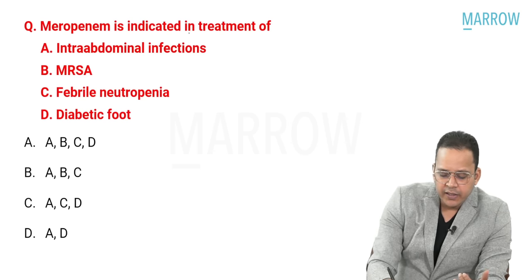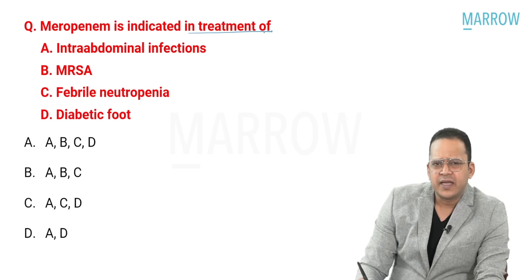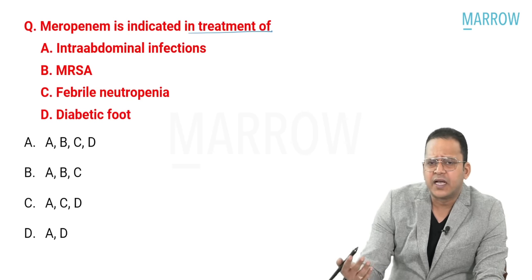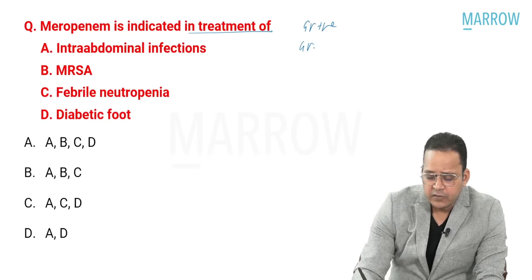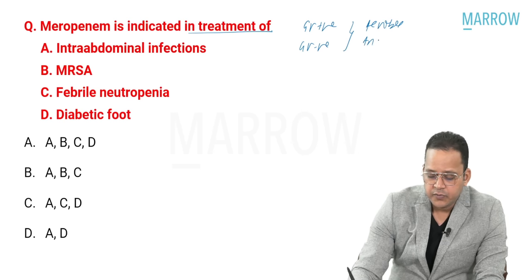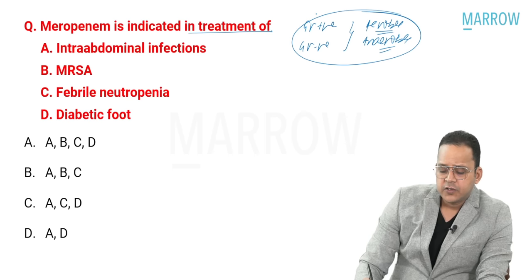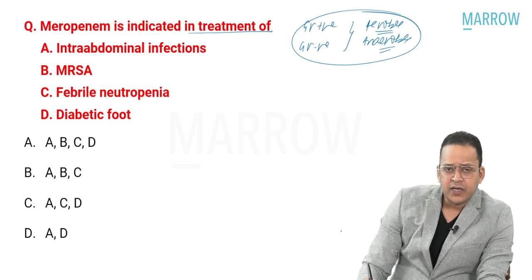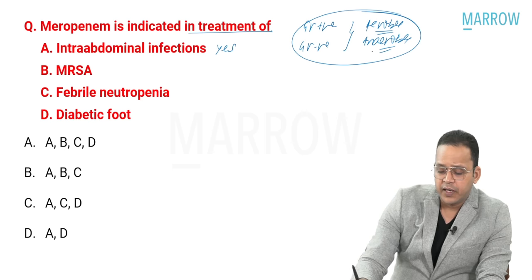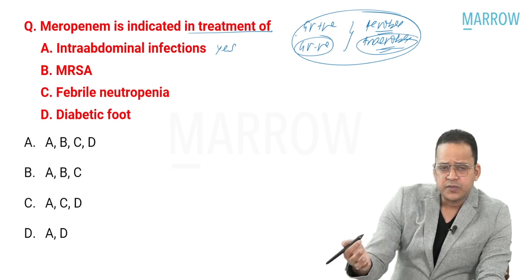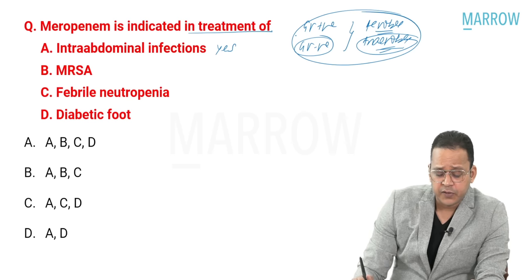Meropenem is indicated in treatment of, right? So what is the answer? Let us see. What we know about meropenem is that it is a carbapenem, and all of you know carbapenems are wide spectrum drugs. They cover gram positive and negative, and they cover aerobes and anaerobes as well, right? So let us look at intra-abdominal infections. Can I use them? Yes, they do cover anaerobes, and gram-negative anaerobes usually cause intra-abdominal infection.